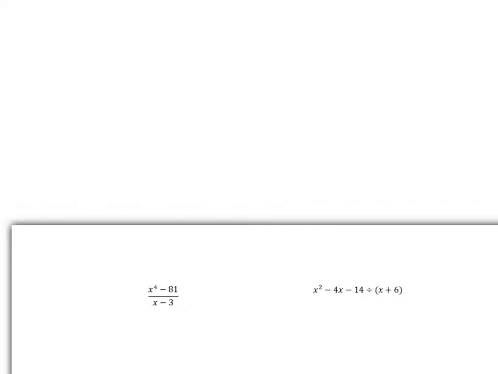Welcome to part 2 of polynomial division. Now, we're going to start off with this. Notice we're dividing by a binomial, so we need to use that long division technique. We can't just do the short division on here.